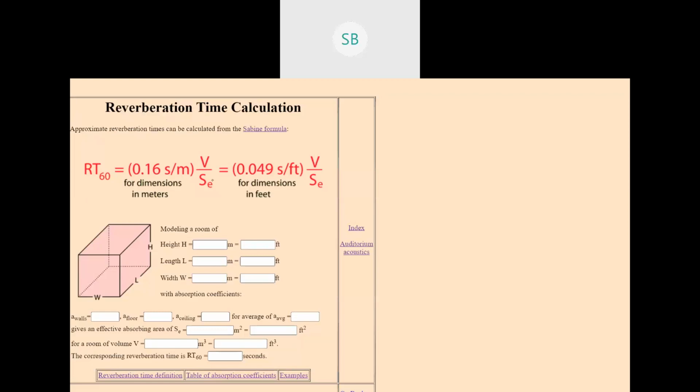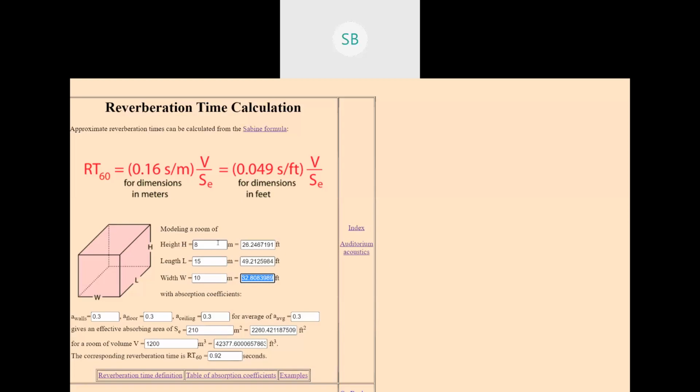Here A, or they have given SE, is nothing but the total absorption. For the sake of an example, I'll go with some figures for our consideration. Let us consider that we have a hall, and the height of the hall is, let us say, 8 meters. The length we will consider 15 meters, and the width 10 meters.